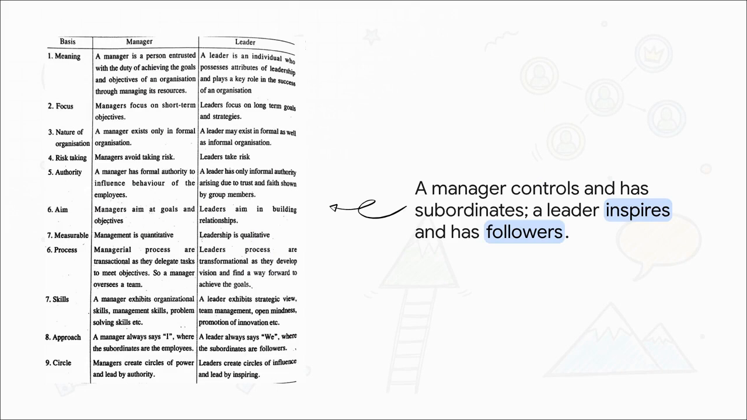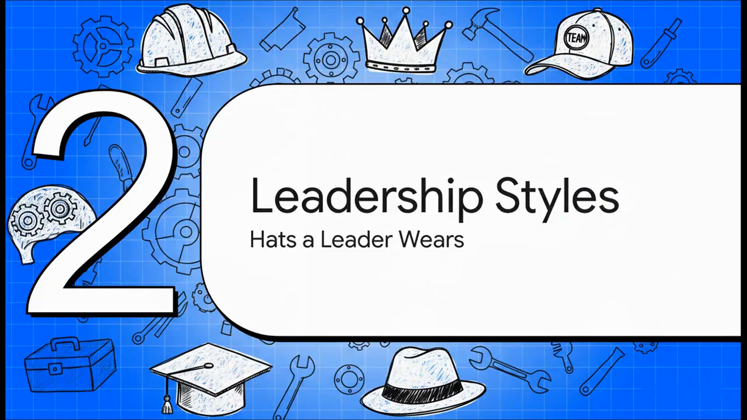A manager thinks short-term about today's tasks. A leader, they're thinking long-term about the vision. And check out approach. A manager might say I, but a leader always says we. Managers have subordinates who do what they're told. Leaders have followers who join the mission. These are the points that will make your exam answers shine. Okay, let's move on. It makes sense, right?